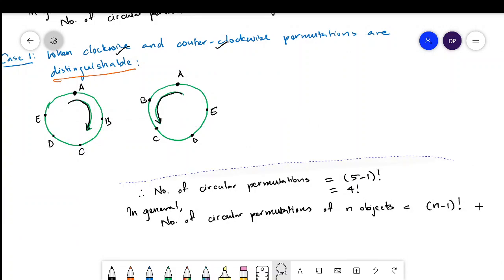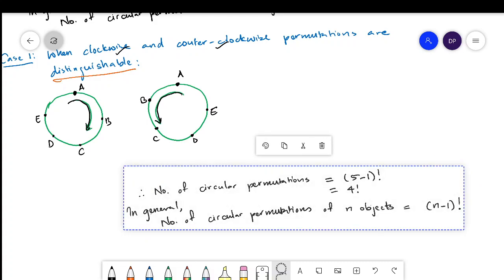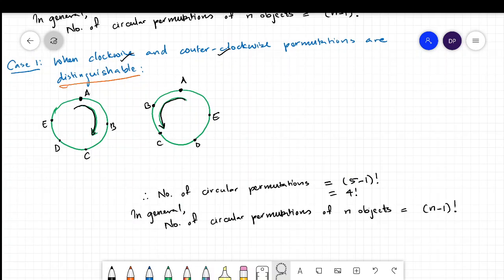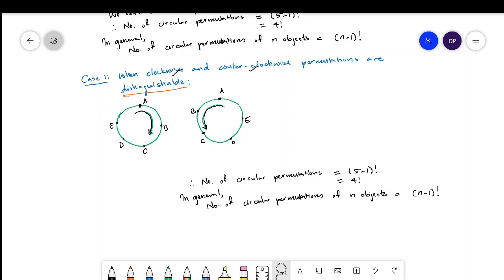I want to fix the position of this one. Anyways, if clockwise and counterclockwise permutations are distinguishable, then for 5 objects the number of circular permutations is (5 minus 1) factorial ways, and if we have n objects, then (n minus 1) factorial arrangements will be there.